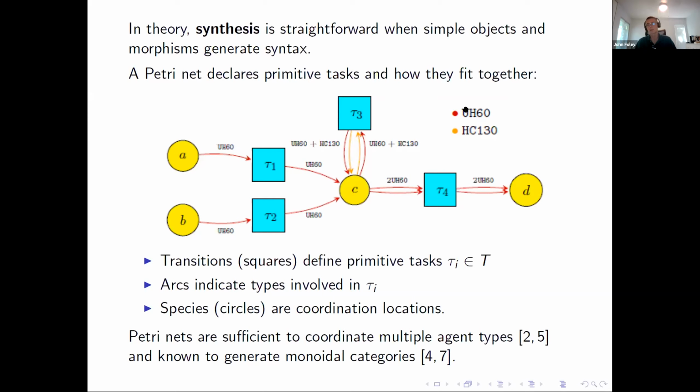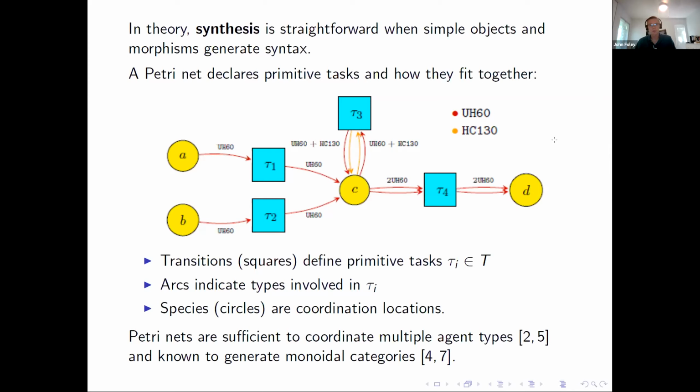So if you have basic building blocks, you should be able to put them together. Okay, so what could give you that kind of data? Well, here we're dealing with a tasking domain where we're just considering this red refueler and an orange refueler and a red rescuer here. And so a Petri net will describe how primitive tasks fit together.